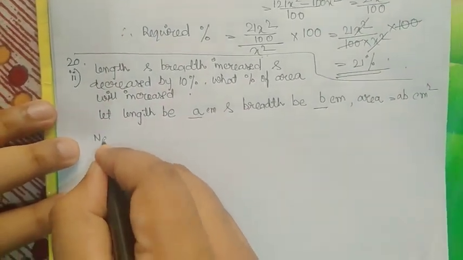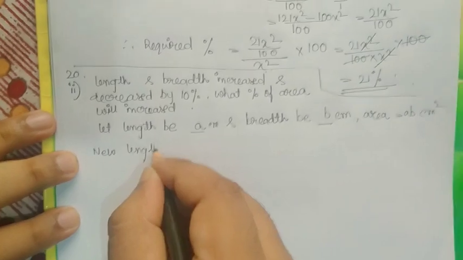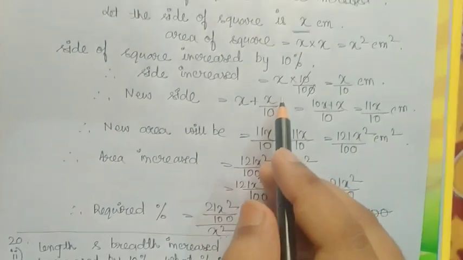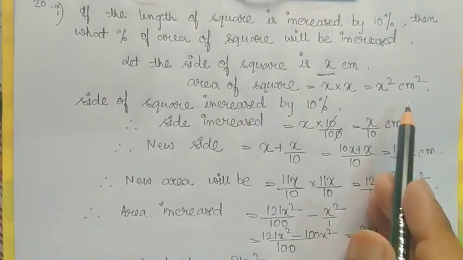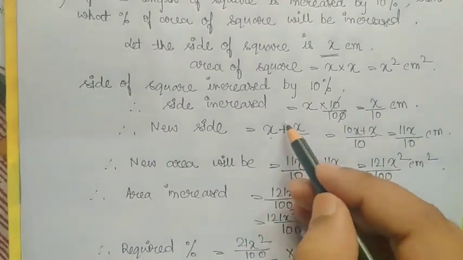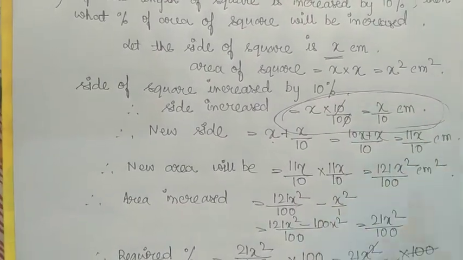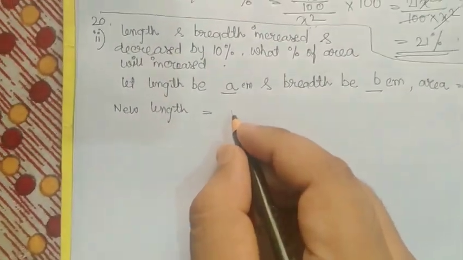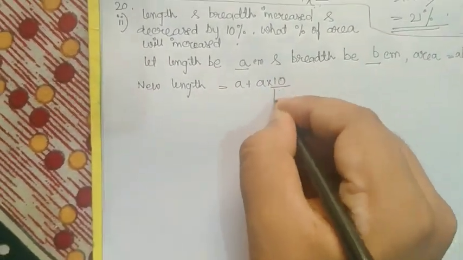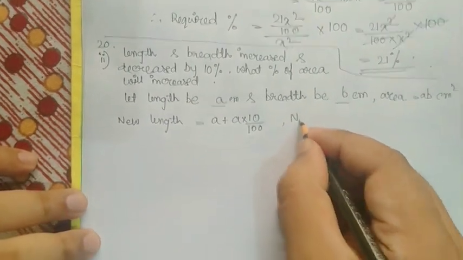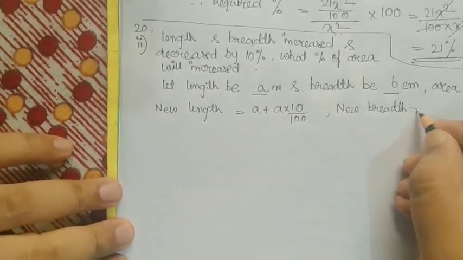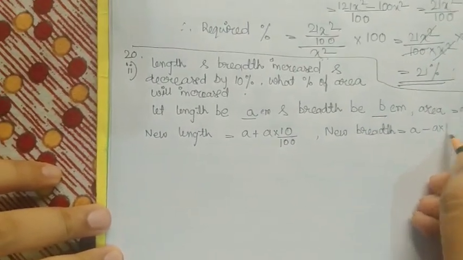Now new length equal to, previously in our previous sum when the side increased by 10%, therefore the new side equal to x plus x into 10 by 100, that's why here I discussed the thing. So same here, first length is increased by 10%, so therefore A plus A into 10 by 100, and new breadth should be B minus B into 10 by 100.